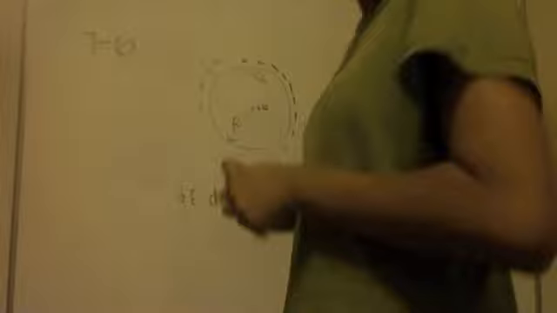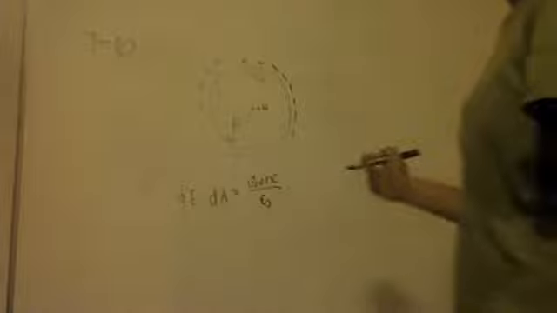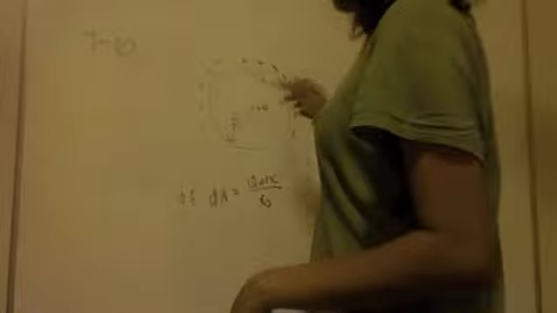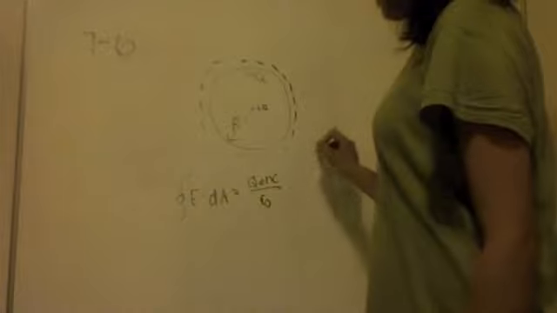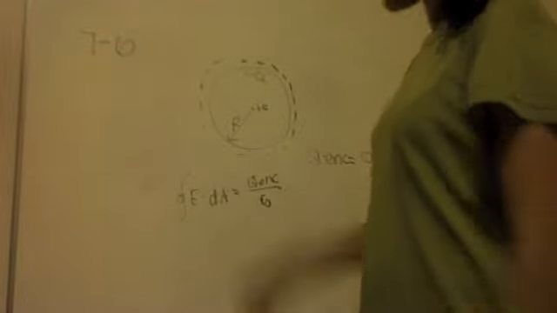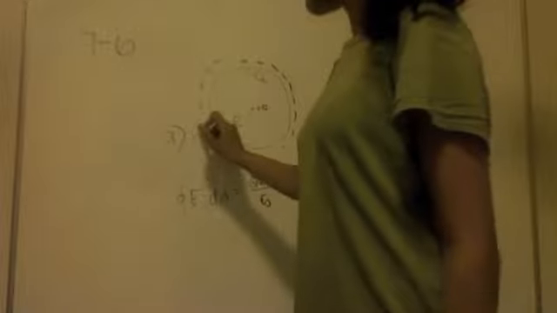For this problem, the answer is actually really simple. For Q enclosed, you have to take the whole charge inside the sphere. The whole charge inside the sphere is positive Q plus negative Q, and since they have the same magnitude but different directions, the sum is 0. So Q enclosed equals 0. Once you put 0 in there, the whole answer turns into 0 because you're multiplying everything by 0. So your answer for part A is 0.